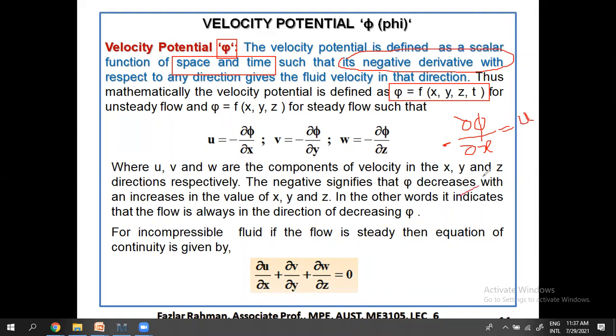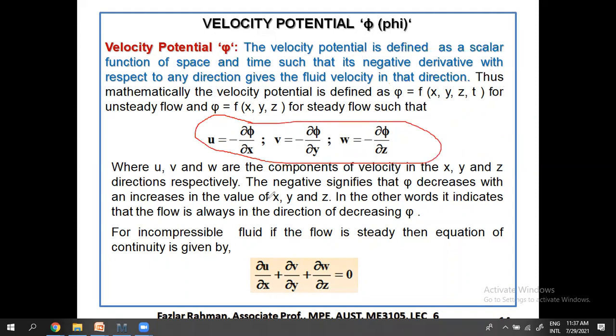So similarly, minus del phi by del y equal to v, that means velocity along the y-axis. Similarly, minus del phi by del z will be equal to the velocity component along the z-axis. Now, if it is a steady flow, that means nothing is changing with respect to time. In that case, phi will be a function of only space, x, y, and z. So now we got the velocity in terms of phi, right?